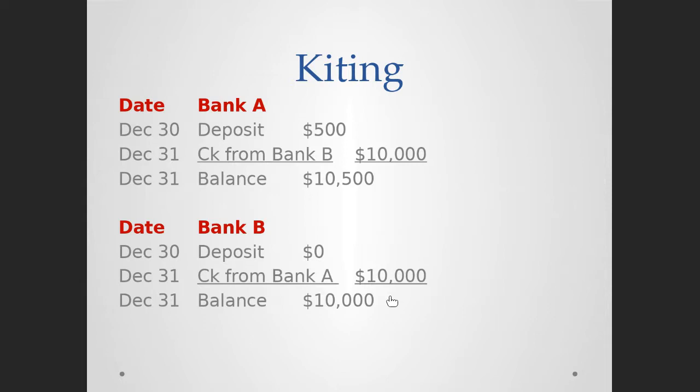Are you with me? So they do the same thing with bank A: write a check from bank B for 10,000, deposit into bank A, and the balance shows 10,500. In 3 days, both of the balances will return to 500 and 0, but the bank statement shows 10,500 and 10,000.